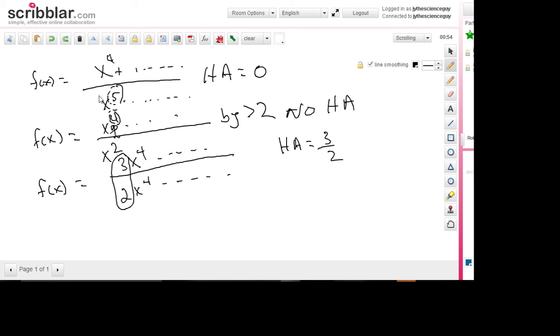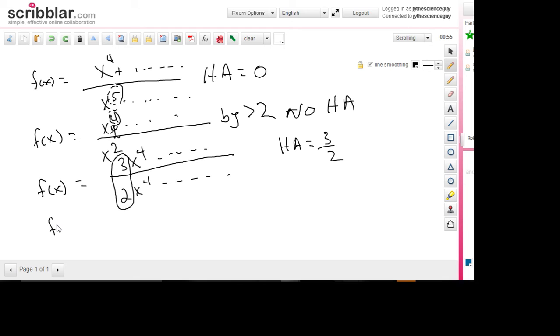So when the power is bigger on the bottom, it's 0. When the power is bigger on the top by more than 2, there isn't one. When the powers are the same, then the horizontal asymptote is whatever the coefficients are in front. Here's the last one.